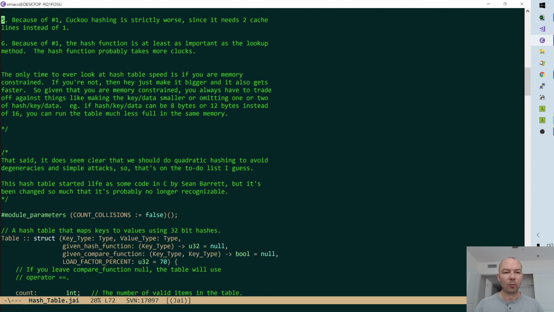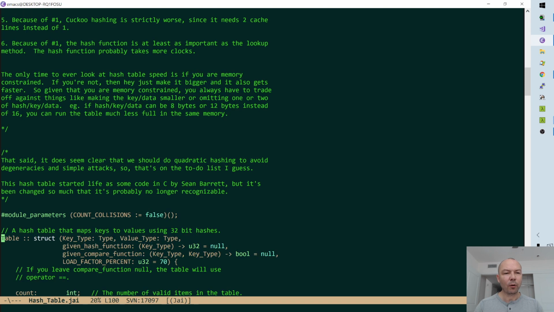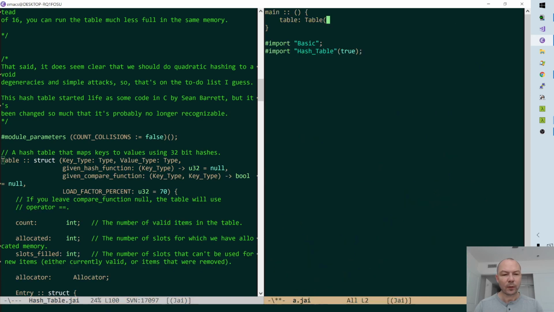Oh, this is hash table. I call this struct table. That's a little bit weird. All right, table is a table. What are the parameters to table? Key type, value type, hash function, compare function, which are optional, and load factor, which is optional.